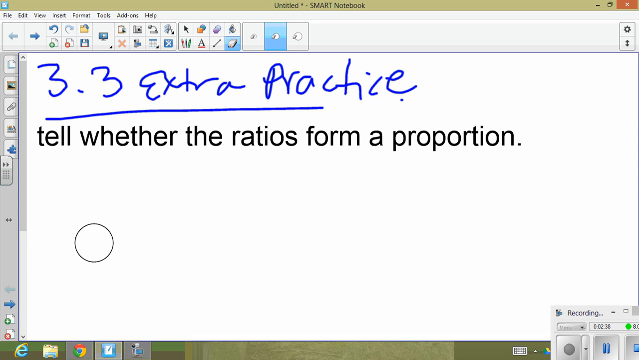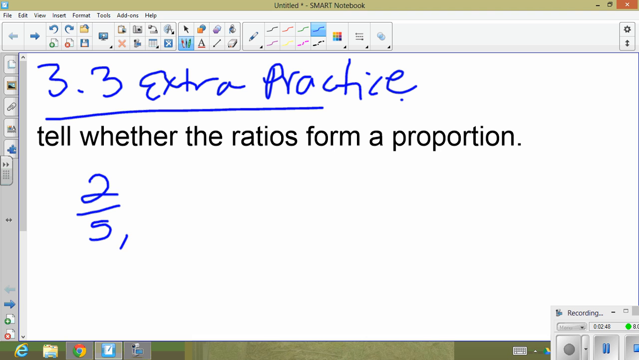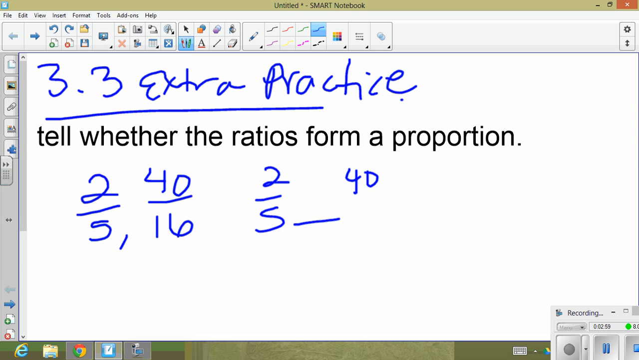All right, another example we can try is 2/5 compared to 40/16. So we're going to take our two fractions and we're going to determine if they're equal to one another.